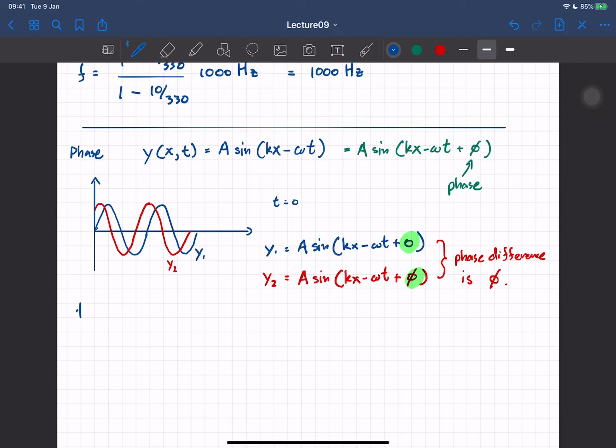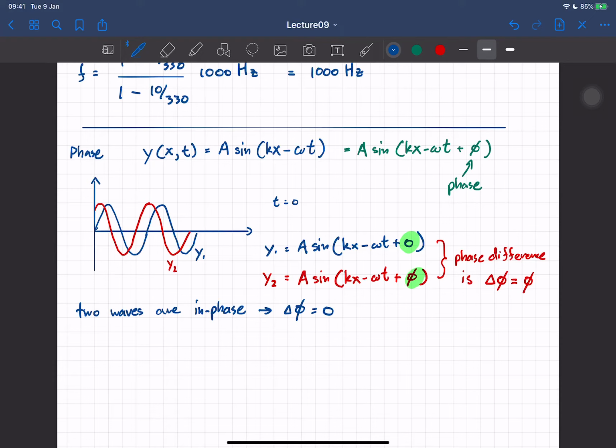So when you say that two waves are in phase, that means the phase difference... By the way, I should be more specific. The phase difference, I would say delta phi, in this case equals phi. Okay, so it's the difference between that and that one. So if you have phi 1 and phi 2, then the phase difference is phi 1 minus phi 2 or something like that. Okay. So if the two waves are in phase, that means the phase difference is 0. That's what we mean by in phase.